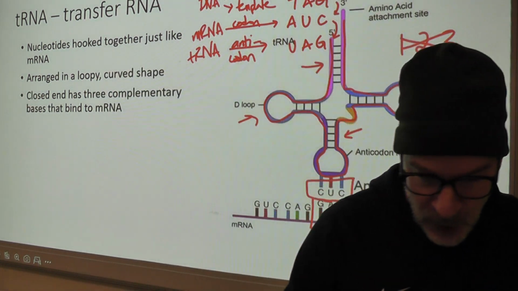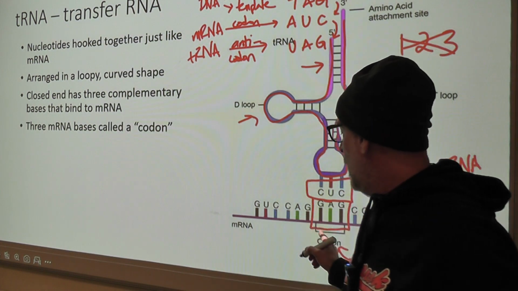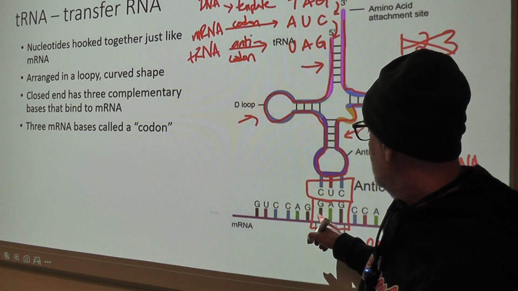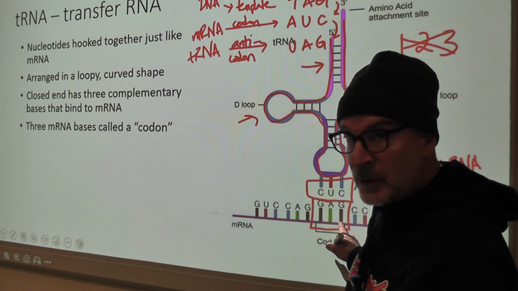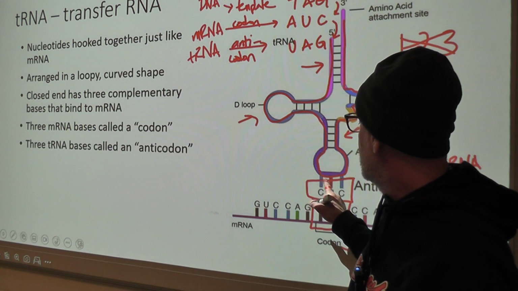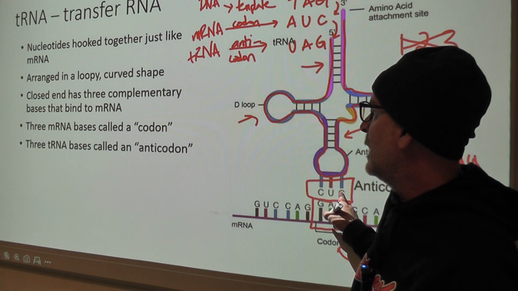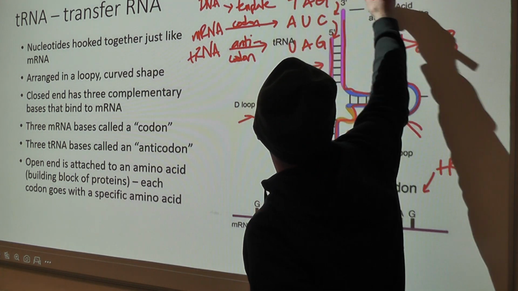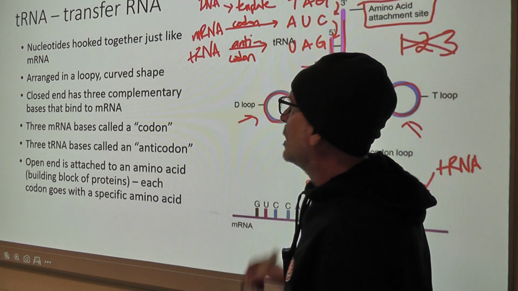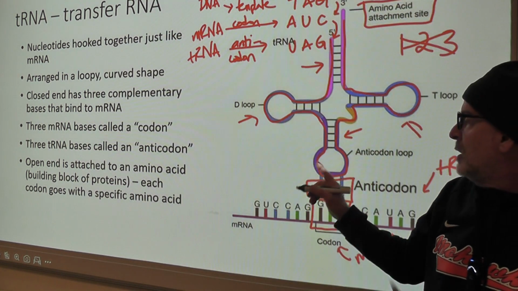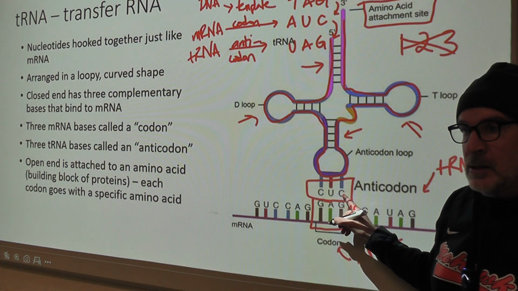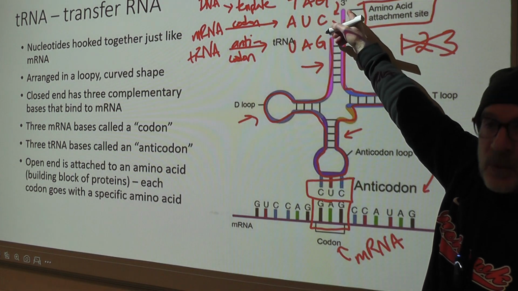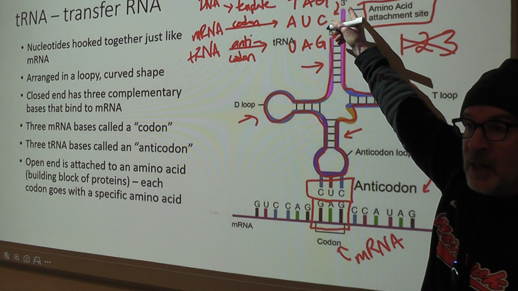So the messenger RNA bases that pair with a specific transfer RNA molecule is called a codon. The tRNA bases are called an anticodon. And the other part that we care about is this part right here. This is where there's going to be an amino acid. And each one of these anticodons is paired with a specific amino acid.